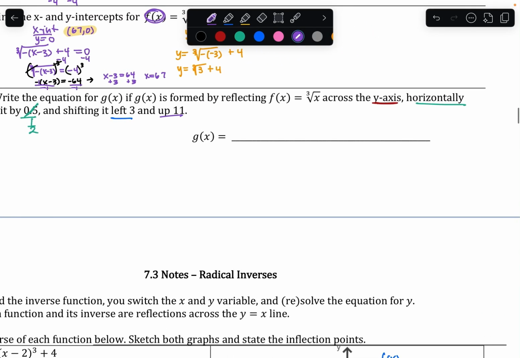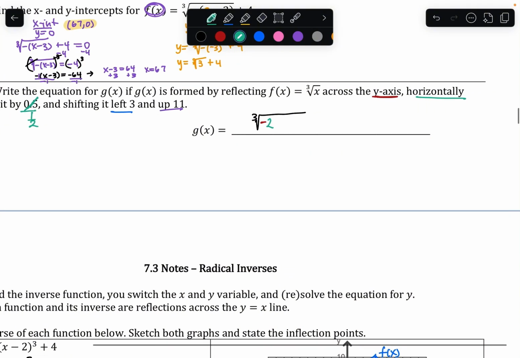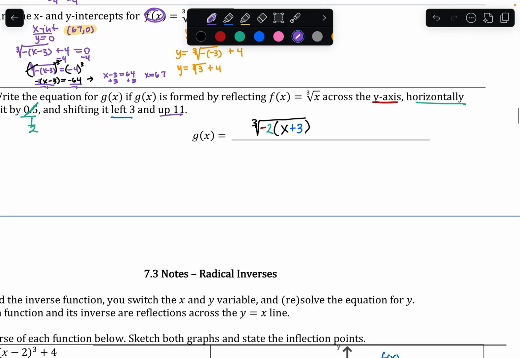Okay, and so for my equation, I would have my cube root, and reflecting across the y-axis puts the negative under the radical. Horizontally compressing it by 1/2 puts a scale factor of 2 under the radical. And so because I have a b value, I'm going to add parentheses to do the left 3. So x plus 3. And then lastly, the up 11 would be a plus 11 outside.